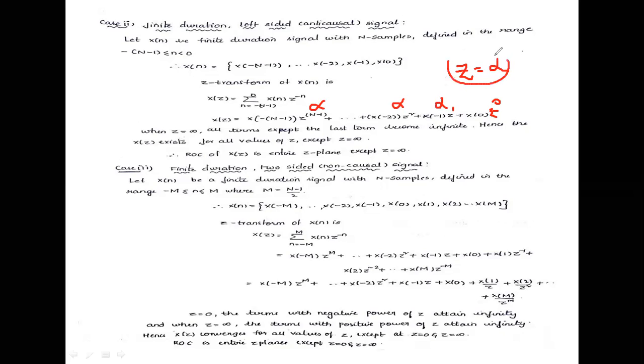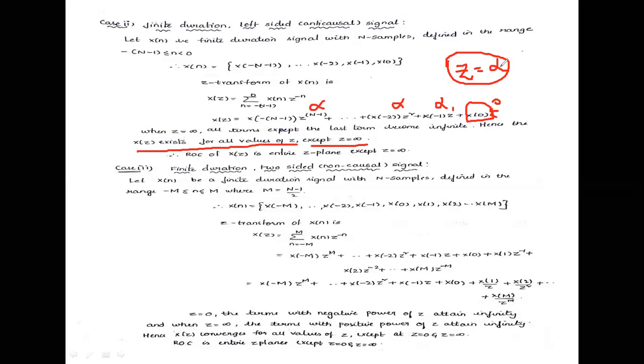So except z is equal to infinite, for all the values of z, including z is equal to 0 also here. If z is equal to 0, the value is 0. 0 is finite only, not infinite. When z is equal to infinite, all the terms except the last term, this one, become infinite because z is a coefficient multiplied for all the values. Hence, the x of z exists for all the values of z except z is equal to infinite.